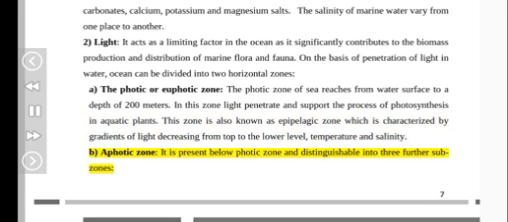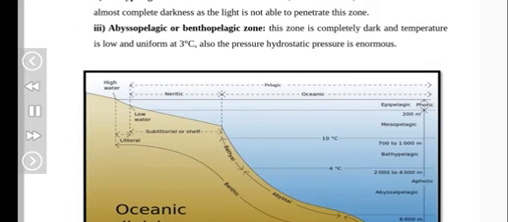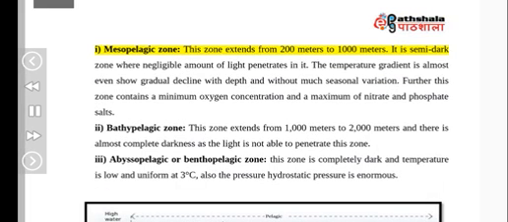B. Aphotic zone. It is present below photic zone and distinguishable into 3 further subzones. I. Mesopelagic zone. This zone extends from 200 meters to 1000 meters. It is semi-dark zone where negligible amount of light penetrates in it. The temperature gradient is almost even, showing gradual decline with depth and without much seasonal variation. Further, this zone contains a minimum oxygen concentration and a maximum of nitrate and phosphate salts.